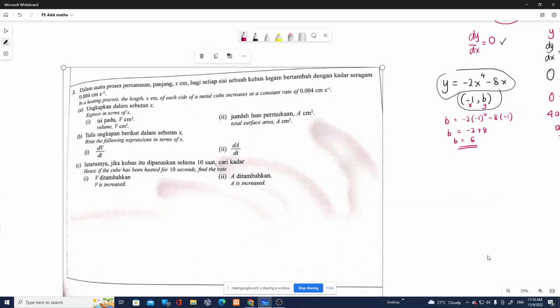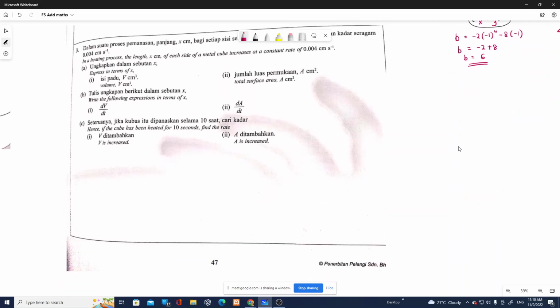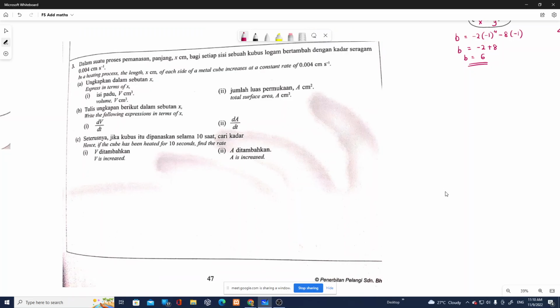Okay, ini soalan yang seterusnya. Dalam satu proses pemanasan, panjang dalam x cm bagi setiap sisi sebuah kubus. Okay, very important you know the shape. Penting ialah kamu kena tahu dia punya bentuk. So, kubus lah. Soalan tadi sebelum ni ialah sfera. Betul? Sekarang ini kubus. Bertambah dengan kadar seragam 0.04 cm s tolak 1.